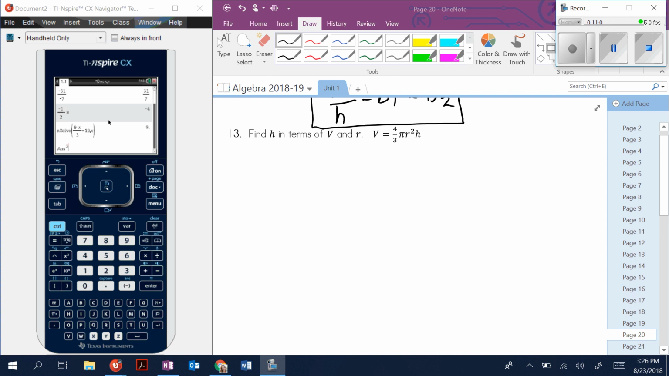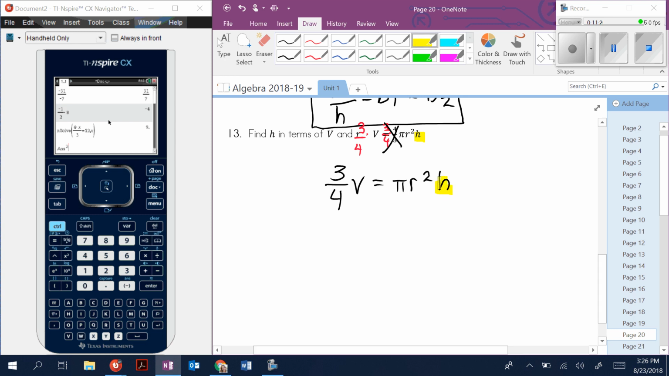All right, we have to get h alone. There's a nasty fraction out in front. I don't like it, so let's get rid of it by multiplying by its reciprocal, 3/4. We know this because we've been doing this in solving equations. So 3/4 v is equal to, bam, it cancels out, pi r squared h. Still getting h alone.